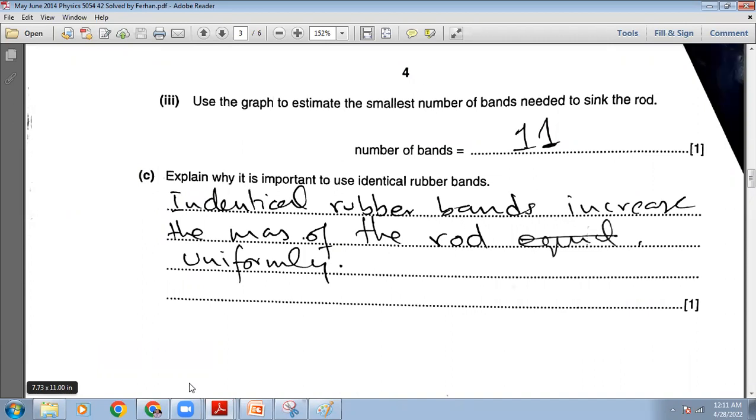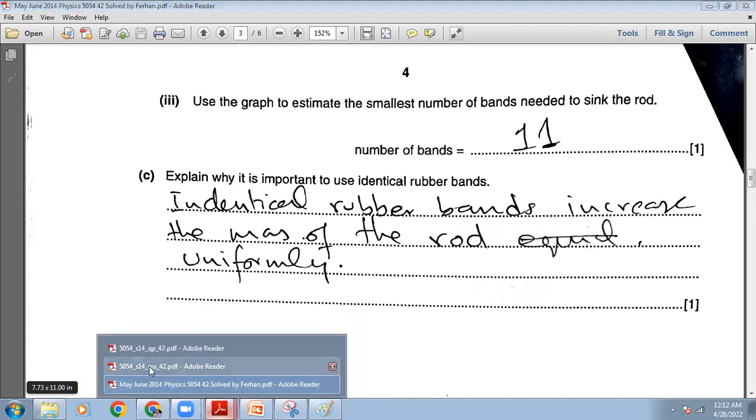Identical rubber bands means that every time you put a band, you are counting the number of bands, but actually you are putting a certain amount of mass. You are giving a certain increment in the mass or weight or load, and they are pulling the rod downward. So the rubber bands should be identical because every time you put a band, there should be the same increment in the mass or weight. Identical rubber bands increase the mass of the rod uniformly. Yes, that is the answer.